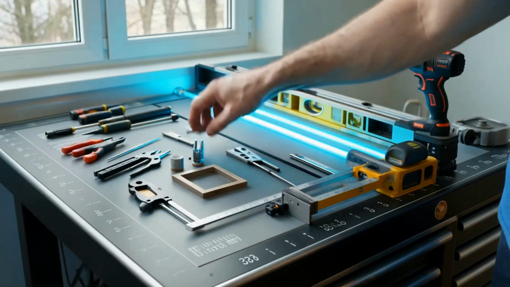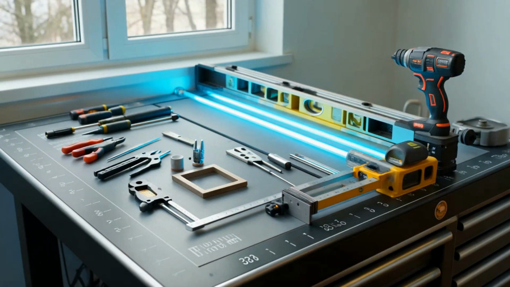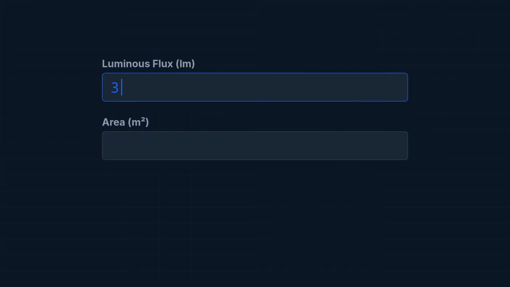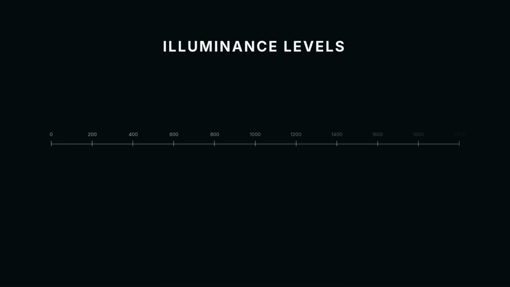Let's work through a practical example. Say you're installing a 3000 lumen LED fixture to illuminate a workbench measuring 2.5 square meters. Enter 3000 in the luminous flux field and 2.5 in the area field. The calculator instantly shows the resulting illuminance, 1200 lux. This tells you whether your workbench meets the 500 to 1500 lux range typically required for detailed tasks.